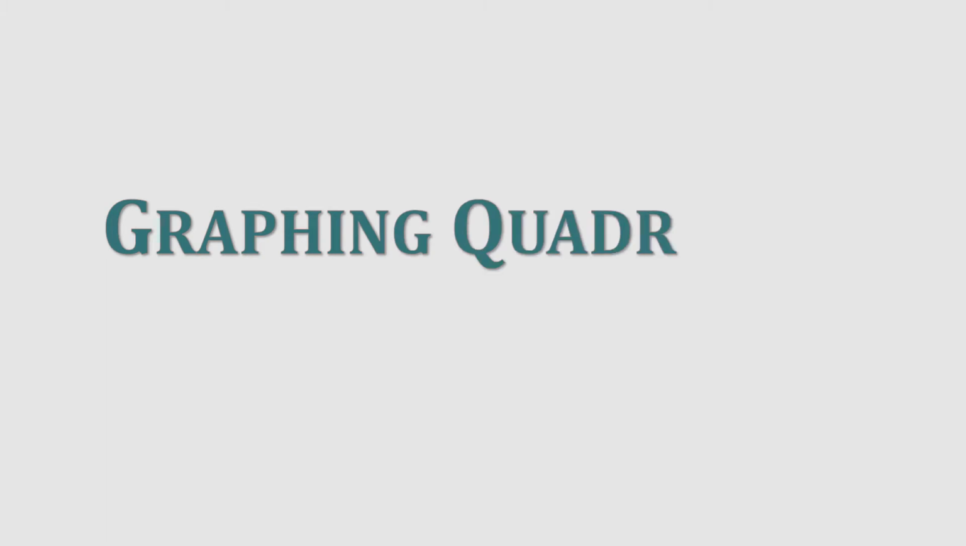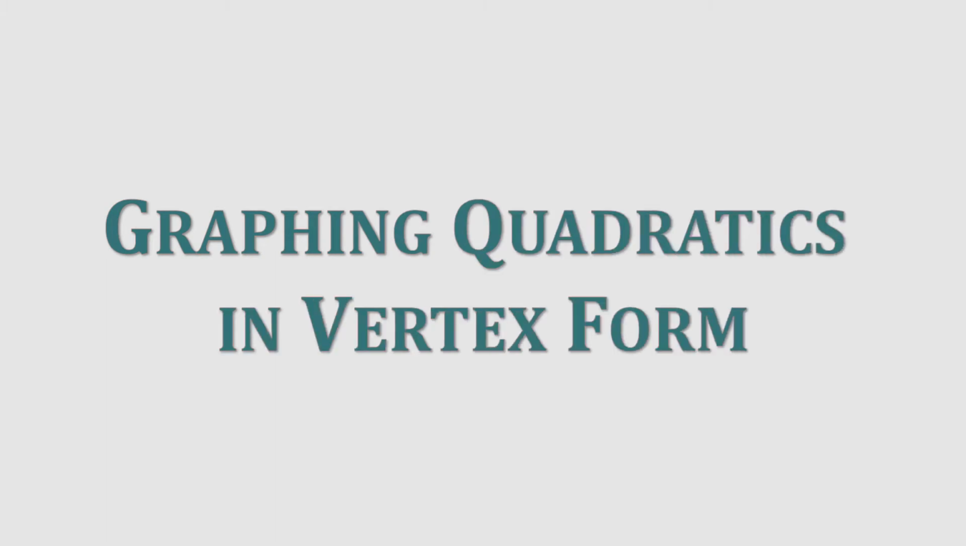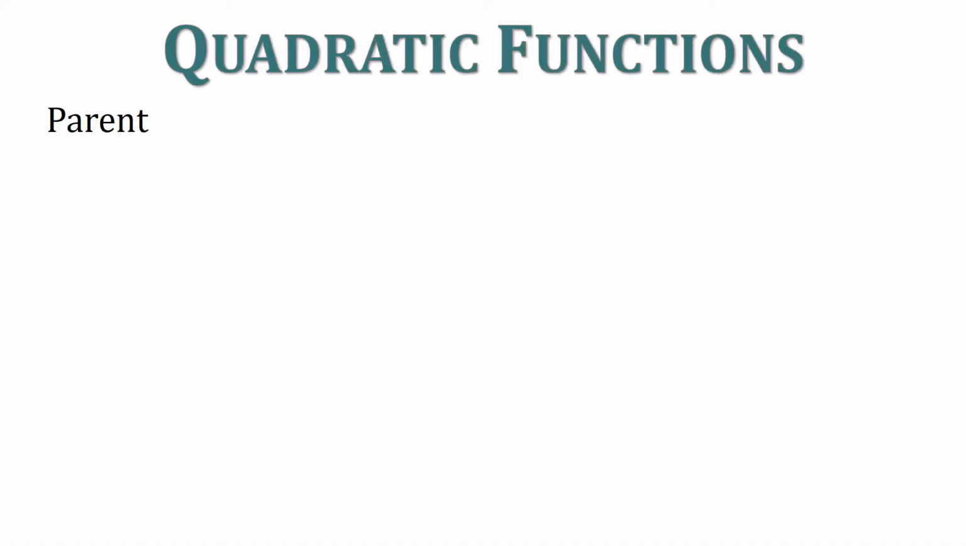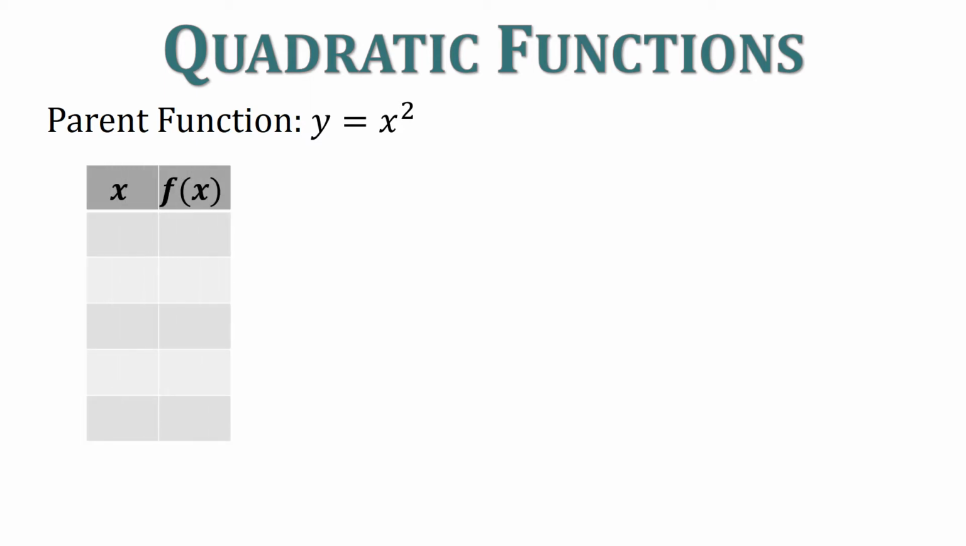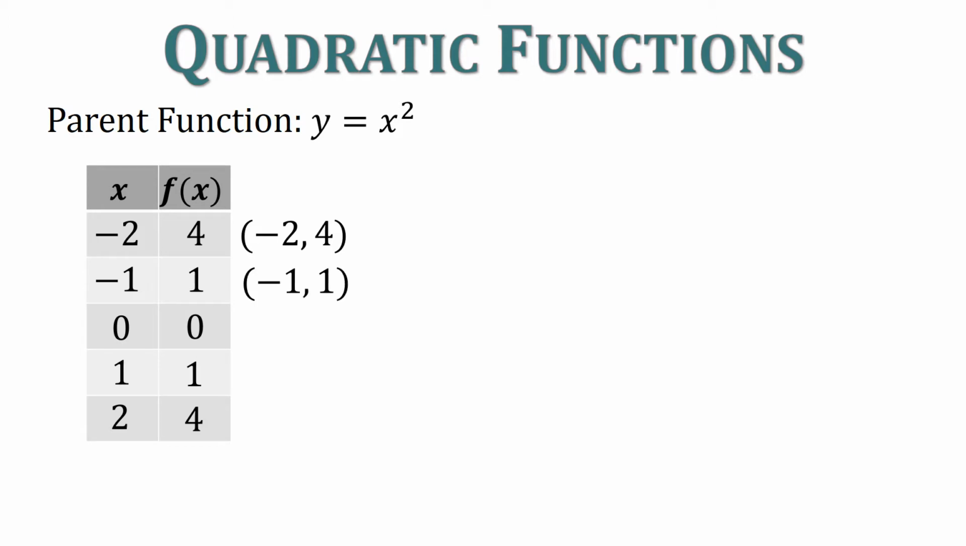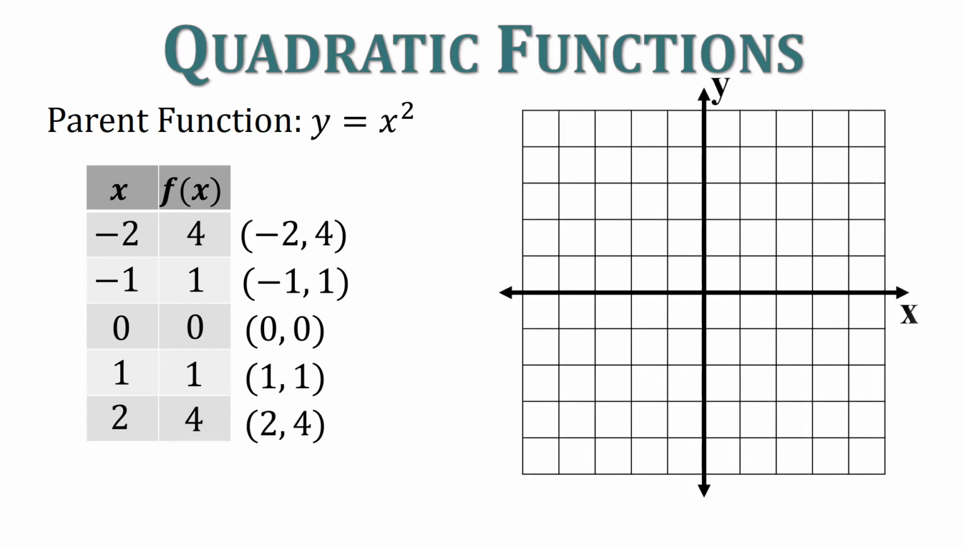Hello. In this video, we are going to learn how to graph quadratic functions in vertex form, which means we're using our translations. Quadratic functions, the parent function is y equals x squared. If we were to create a table of values, we can plug in -2, -2 squared is 4, -1 is 1, 0 is 0, 1 squared is 1, and 2 squared is 4. So that translates directly to ordered pairs: (-2, 4), (-1, 1), (0, 0), (1, 1), and (2, 4).